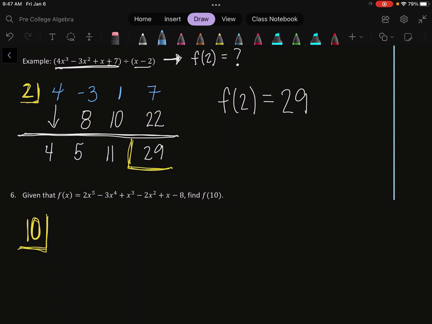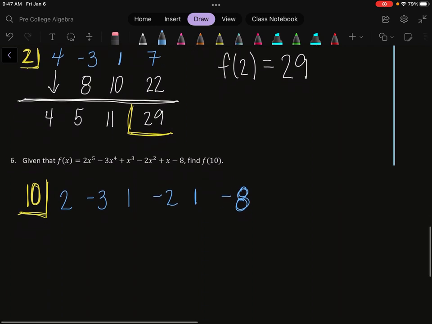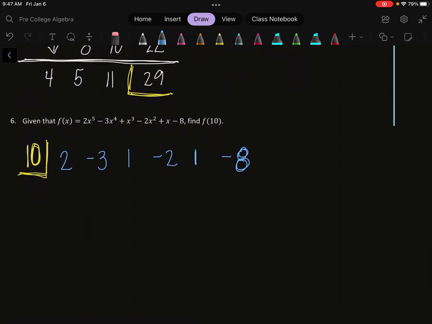And then I'm going to do 2, -3, 1, -2, 1, -8. So yes, that's a lot of numbers, but same process. There's nothing different about it.